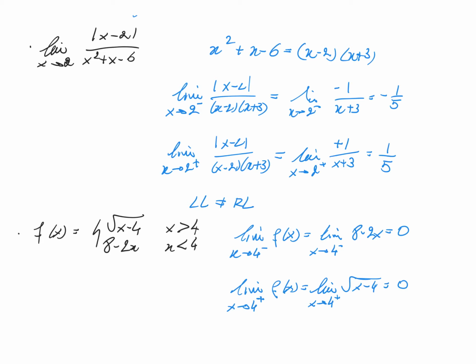So in this case, you see that the left limit is equal to the right limit. And so the limit of f of x will exist. So x to 4 is equal to 0. So we have a right limit equal to 0. We have a left limit equal to 0. Then the theorem tells us that the limit exists and is also equal to 0.